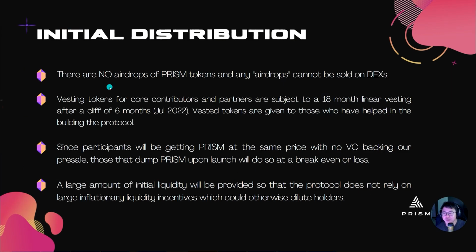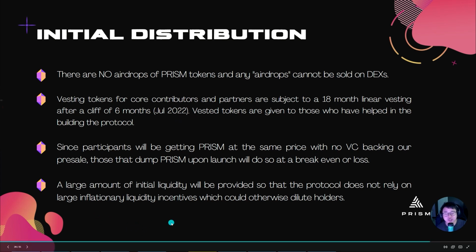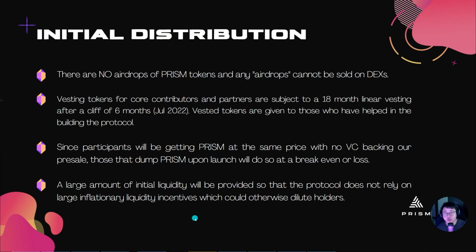So in terms of the initial distribution, there are no airdrops for the Prism tokens, and in terms of the vesting cliff, there is a 6 months cliff for the core contributors and partners, and after that there is a 18-month linear vesting. So after July 22, you will start to see more supply being added into the circulating supply due to the vesting unlock. Additionally, there will be a large amount of initial liquidity provided. So with this deep liquidity, the protocol doesn't have to attract liquidity providers by providing large inflationary liquidity incentive, which is not good because that will dilute holders. So we won't have to worry about dilution from liquidity incentive for Prism protocol.